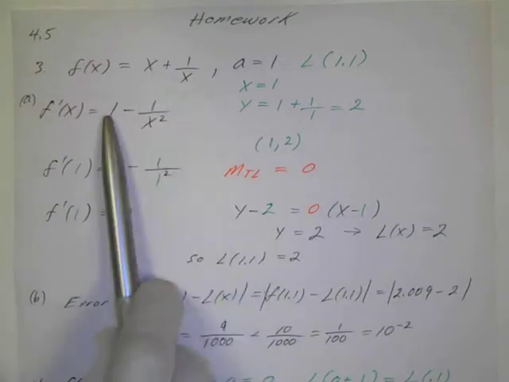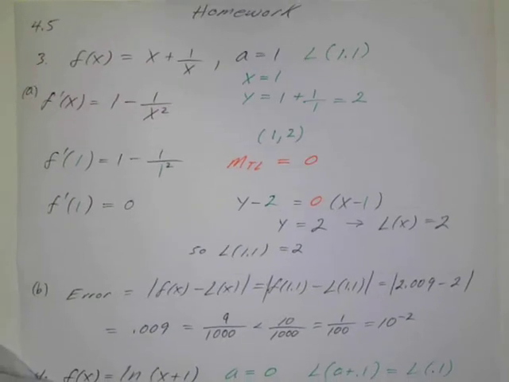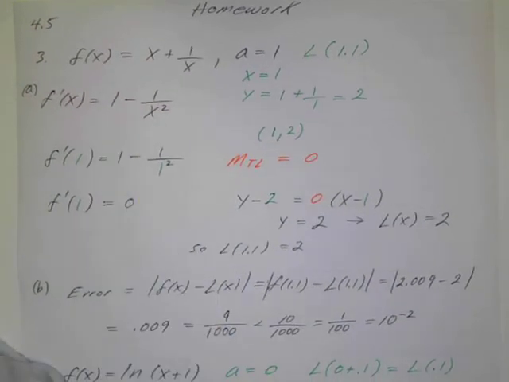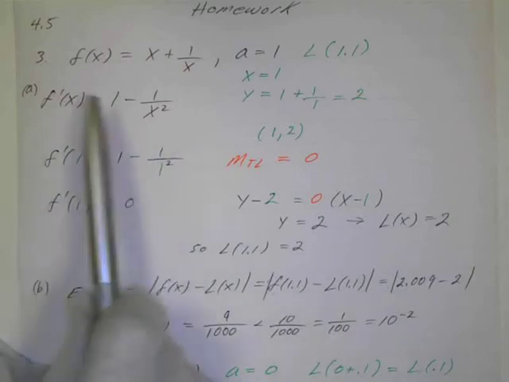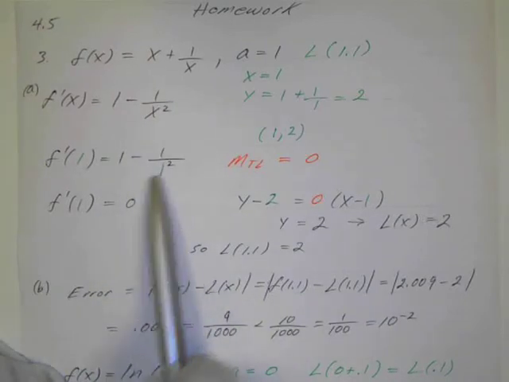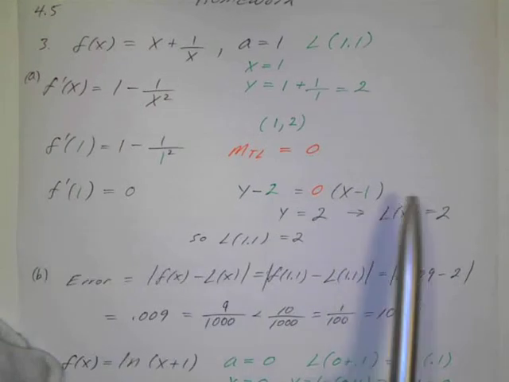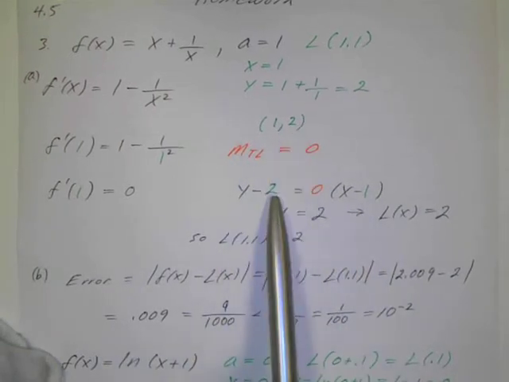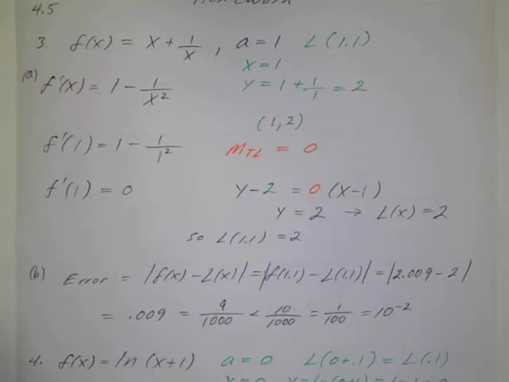So the derivative of x is 1, and the derivative of 1 over x, remember that was the formula we learned, is negative 1 over x squared. Okay, we've got that. And then we want to evaluate that when x is 1, so I put 1 in there. I get 1 minus 1 over 1 squared, which ends up being 0. So the slope of my tangent line is 0. So I put this into my equation, and I get y minus 2 equals 0 times x minus 1. Well, that just zeroes out, so I end up with y equals 2. That's my linearization. That's my tangent line. It's a horizontal tangent.